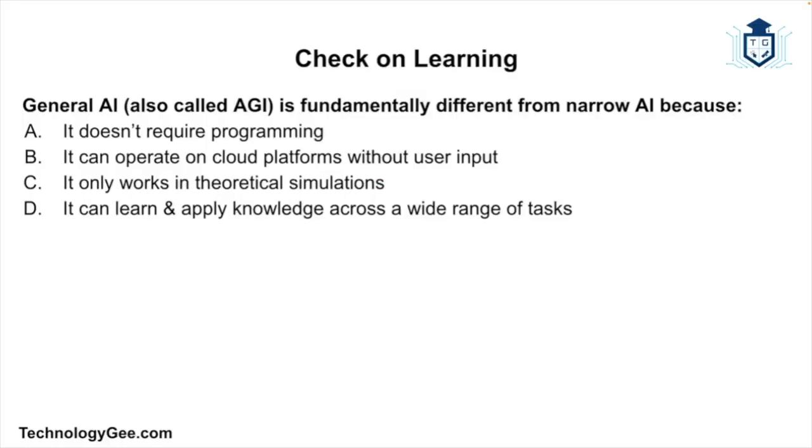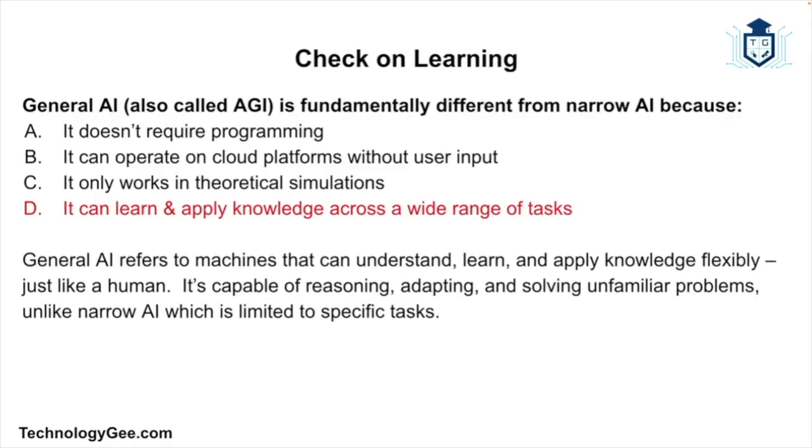Next question. General AI, also known as AGI, is fundamentally different from narrow AI because A, it doesn't require programming, B, it can operate on cloud platforms without user input, C, it only works in theoretical simulations, or D, it can learn and apply knowledge across a wide range of tasks. And the correct answer is it can learn and apply knowledge across a wide range of tasks.